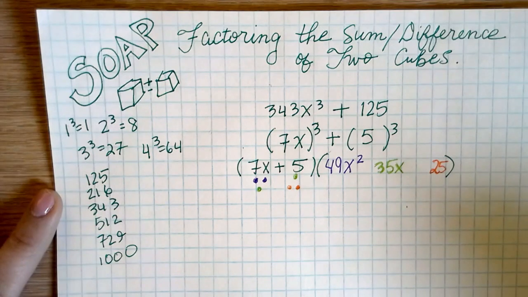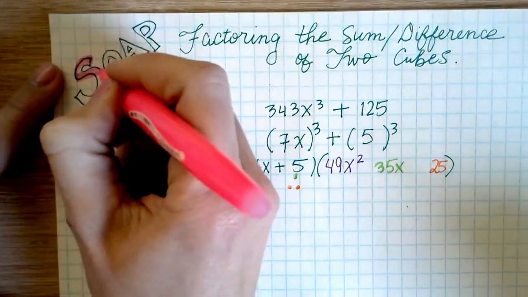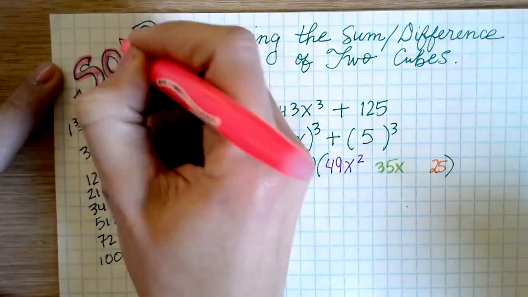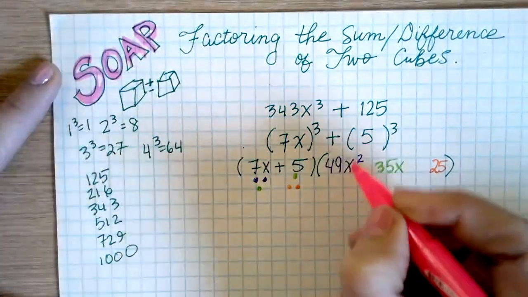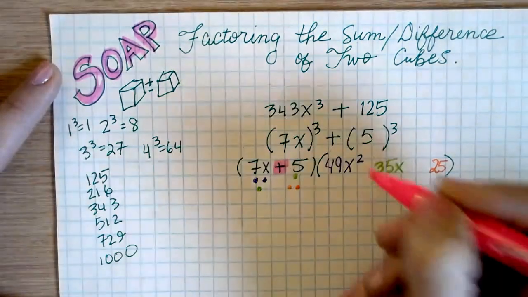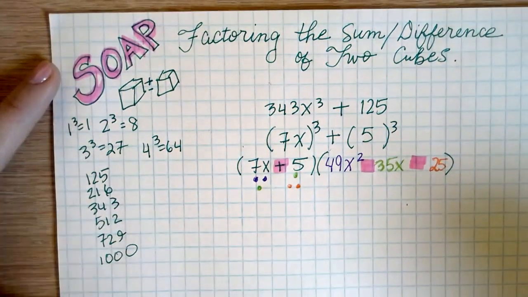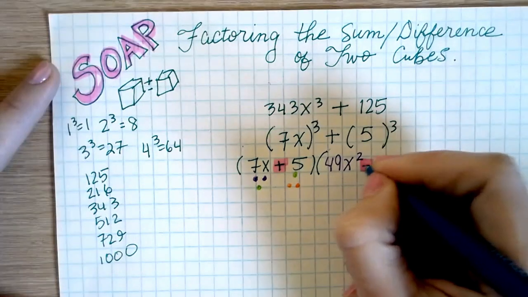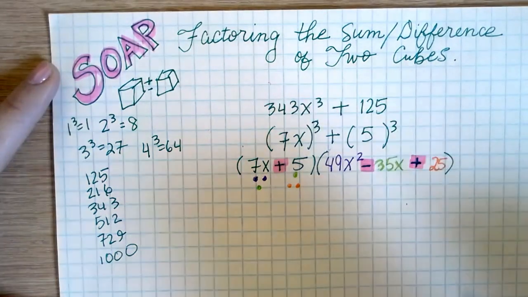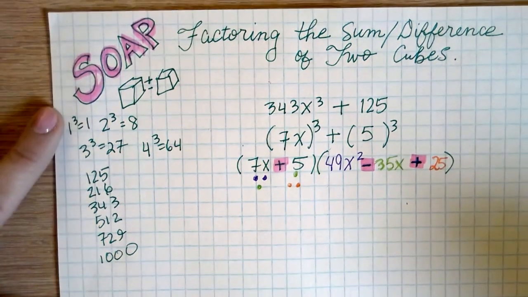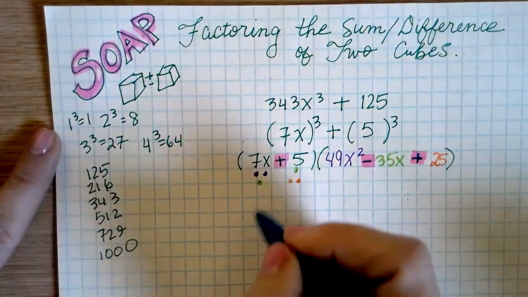Now, soap, same, opposite, always plus. So we're going to use that: same as the original problem, opposite, always plus. We just fill in our signs right now. So same is the same as the original. Opposite is going to be minus, and always plus. And that's it, you're finished. That is the end of factoring using soap to do a sum or difference of cubes, the end.